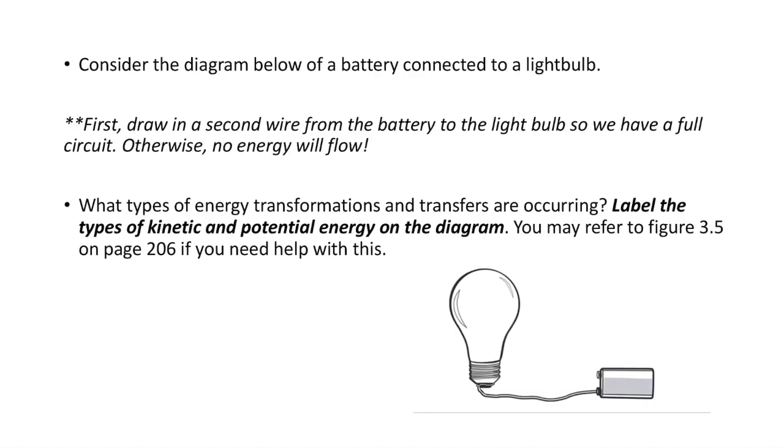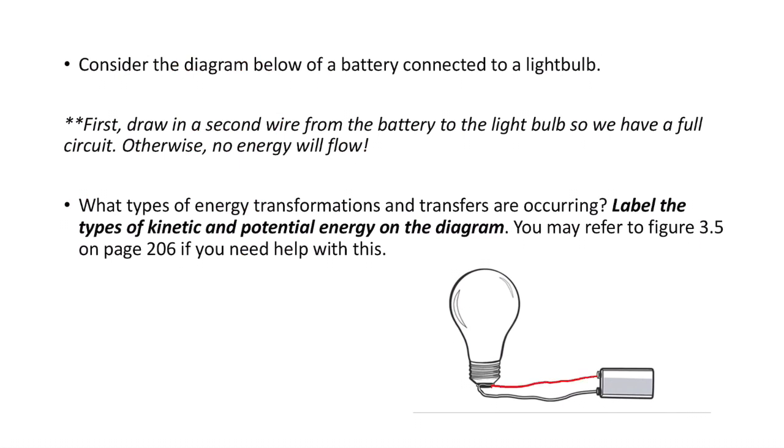Consider the diagram below of a battery connected to a light bulb. First, draw in a second wire from the battery to the light bulb so that we have a full circuit. Otherwise, no energy will flow. So we've got our one wire already there, so we're going to connect a second wire.